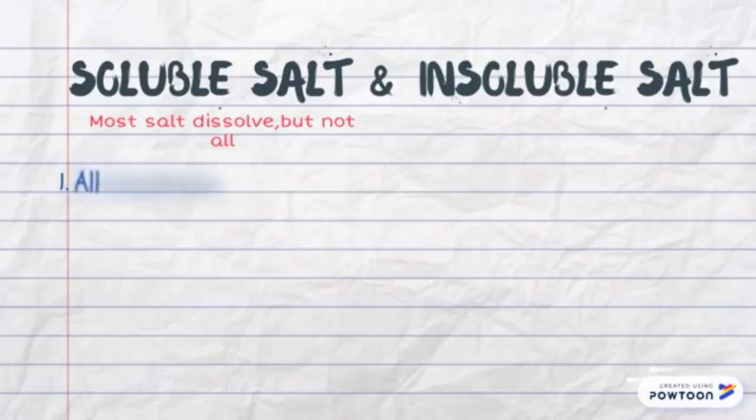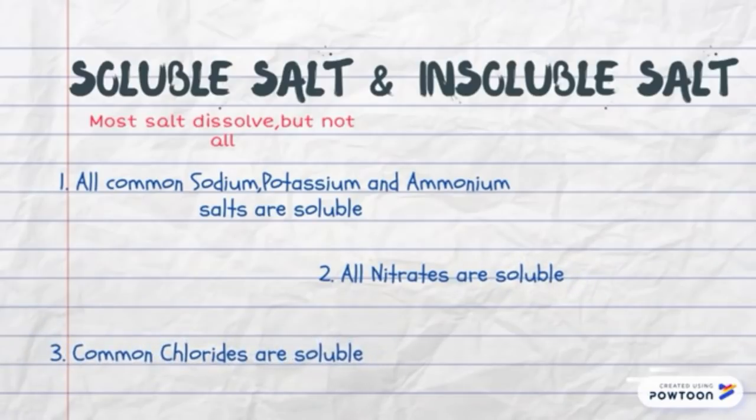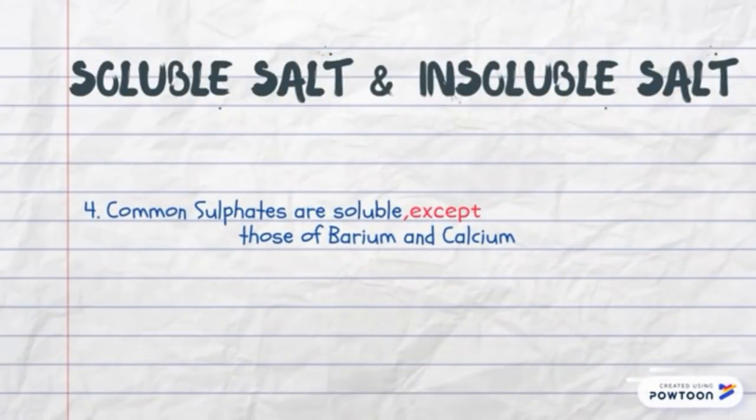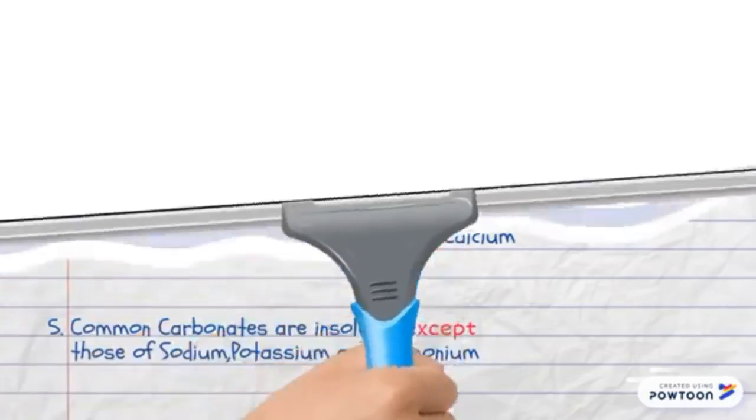1. All common sodium, potassium, ammonium salts are soluble. 2. All nitrates are soluble. 3. Common chlorides are soluble except silver chloride. 4. Common sulfates are soluble except those of barium and calcium. 5. Common carbonates are insoluble except those of sodium, potassium and ammonium.